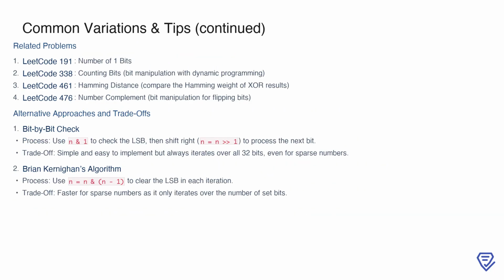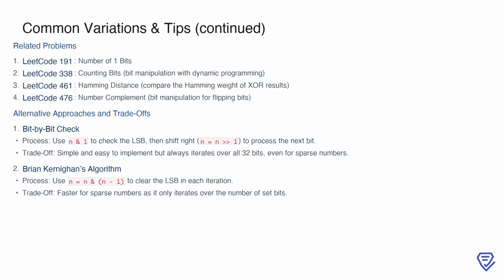This problem connects to several related problems that extend your understanding of bit manipulation. For example, LeetCode 338, Counting Bits, explores a dynamic programming approach to count bits, while LeetCode 461, Hamming Distance, calculates the Hamming weight of XOR results. Another example, LeetCode 476, Number Complement, involves flipping bits to find complements. Each of these problems builds on the techniques you're learning here.